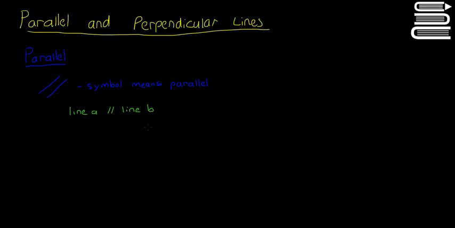In this video, we're going to talk about parallel and perpendicular lines. First we're going to talk about parallel. Parallel lines are like train tracks. They always stay the same distance apart. They never touch, they never get further away, etc.